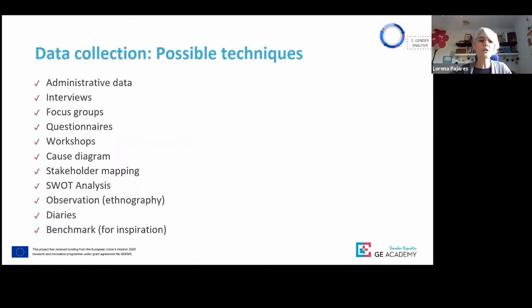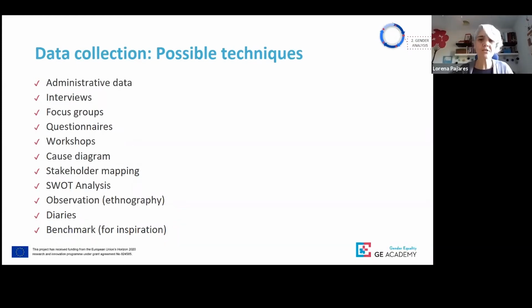So how do we collect that data, okay? There is a list of possible techniques here. This is a non-exhaustive list, okay? You can add any other techniques you want in the chat box so we can complete and feed the list.